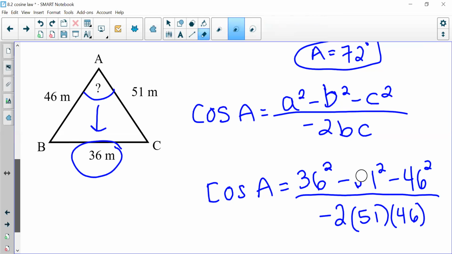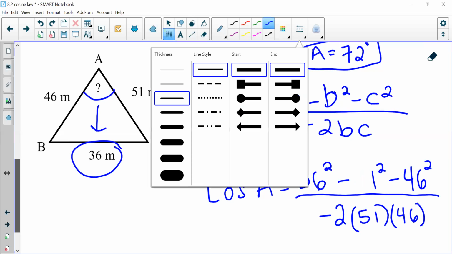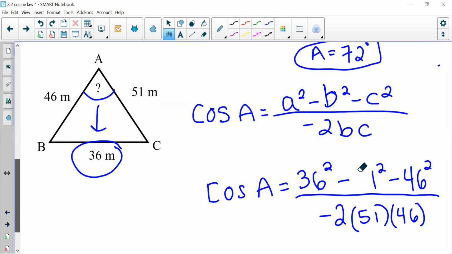And plug that in your calculator, however that works for you, either with the fraction button or by simplifying the numerator and the denominator. I'm going to use my fraction button here: 36 squared, take away 51 squared, take away 46 squared, in the top. The bottom is -2 times 51 times 46. Anyone get an answer there?